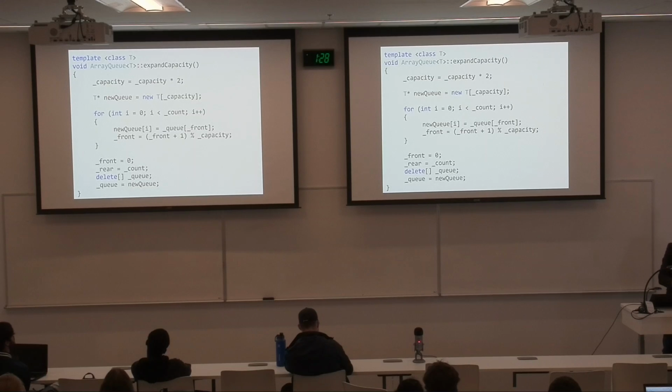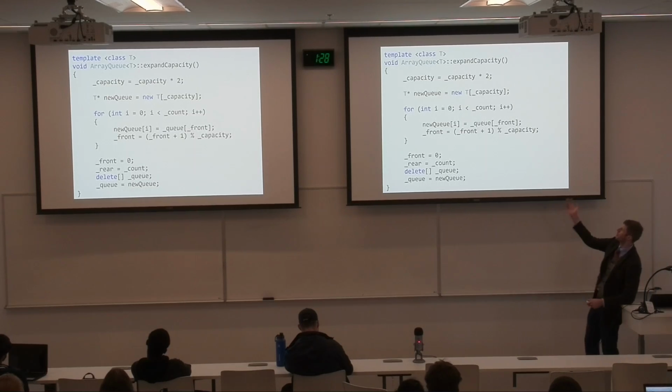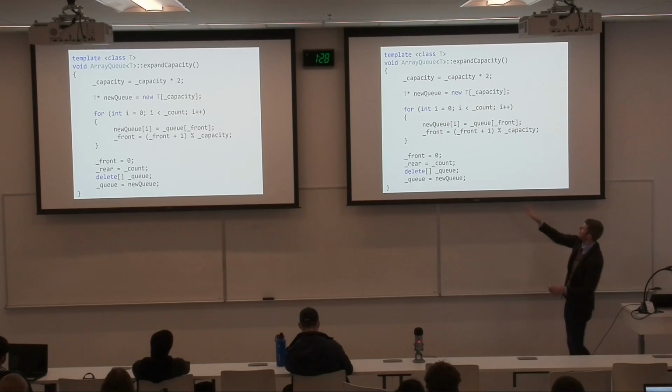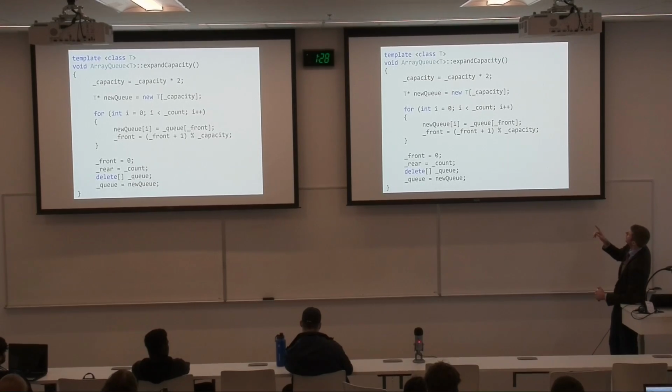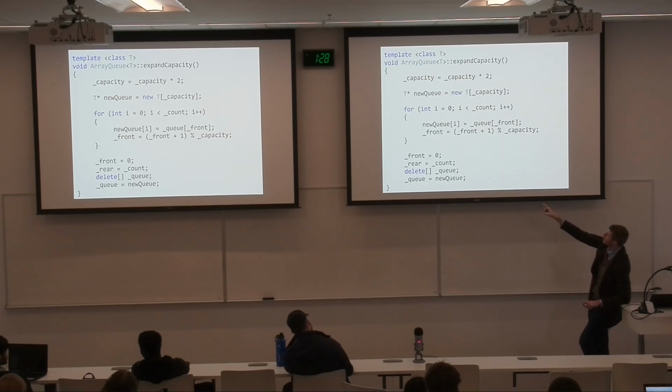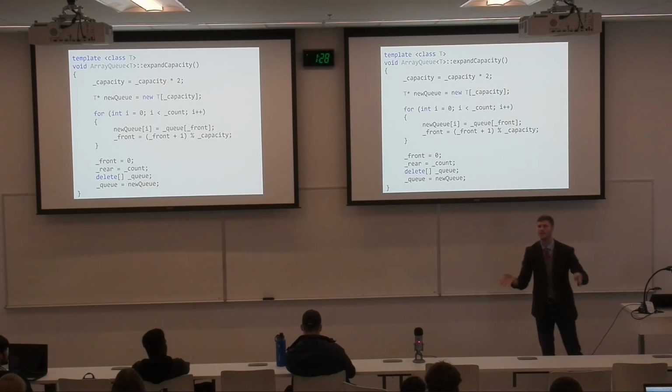So expand capacity. Let's see what's similar and what's different. Okay, double the capacity, looks good. Create a new array that's of the size of the new capacity. We've got our for loop, but then this is where things start to go a little different. I guess what I'm doing is that in the new queue, I'm indexing at i. Where is i starting? 0. Where's it going to end?